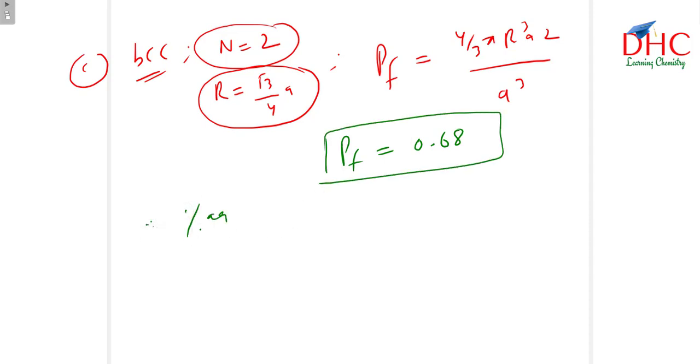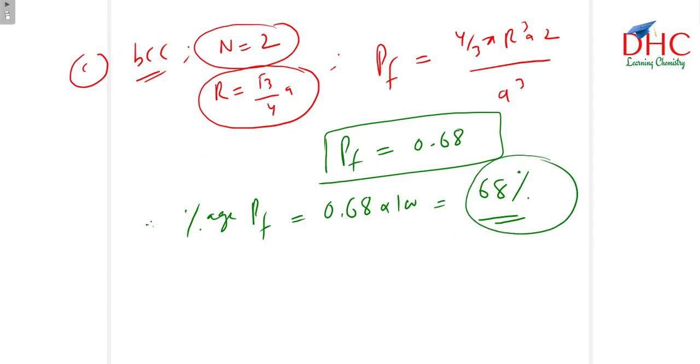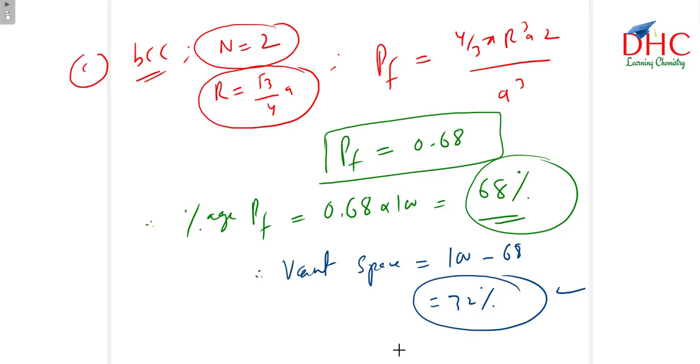Therefore percentage packing fraction will be equal to 0.68 multiply 100. That came out to be 68%. So 68% is your percentage occupancy. Therefore how much vacant space will remain then? So what is the vacant space? That is equal to 100 minus 68, that is 32% is the vacant space in case of BCC, body centered cubic packing. I hope you understand how you can calculate the packing fraction in case of three-dimensional packing.